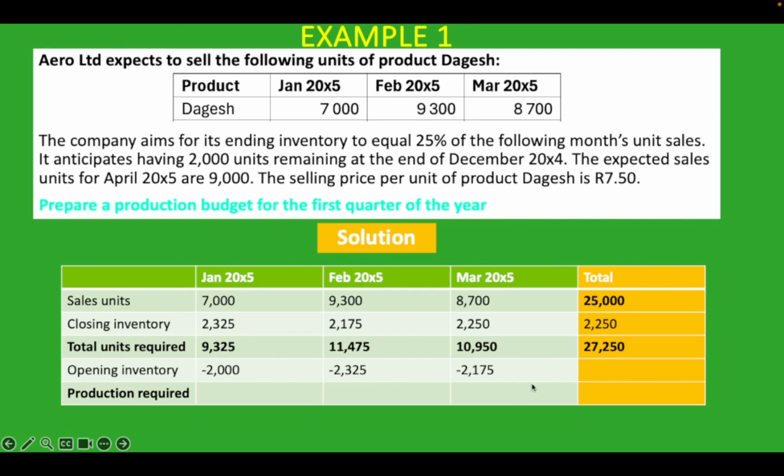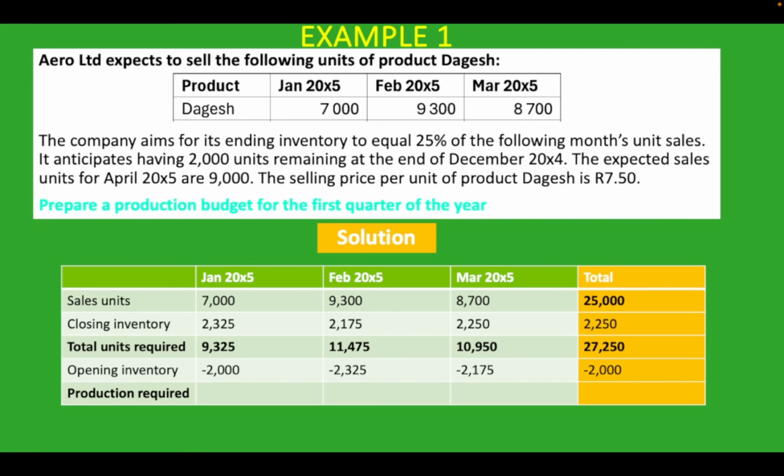Okay, what about under totals? Well, I'm sure you'll have gotten it correctly. As we explained when we were looking at the closing inventory, we want to know how much we began the quarter with. Remember, the quarter is January to March 20x5, so that means we began the quarter in January and our opening inventory was 2,000. So I'm just going to put negative 2,000 under total there. I hope you know why we're not adding the three lines together, okay? Because we just want to know how much we began the quarter with.